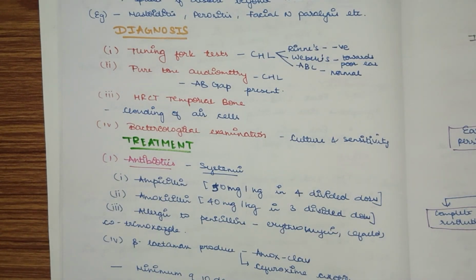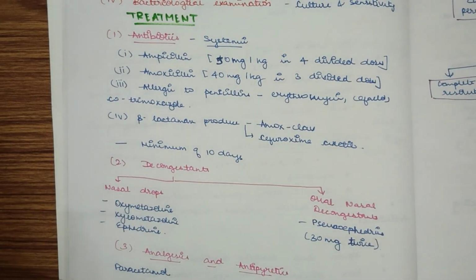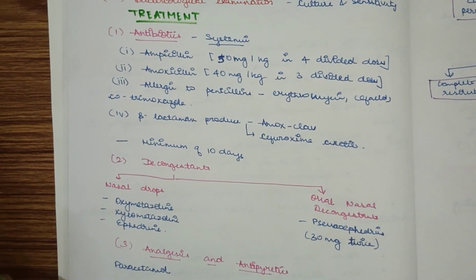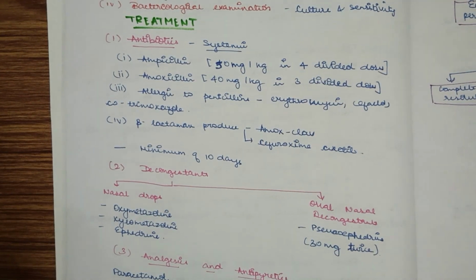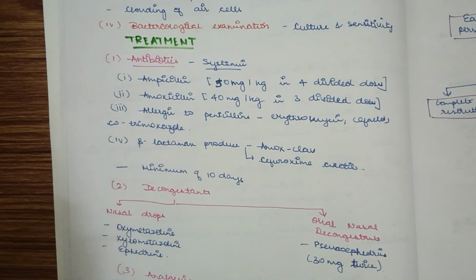On bacteriological examination, culture and sensitivity is done for appropriate antibiotic usage for treatment. Now we'll look at the treatment of acute suppurative otitis media. So initially antibiotics are given, which will be systemic in nature. So ampicillin 50 mg per kg in 4 divided doses or amoxicillin 40 mg per kg in 3 divided doses may be given. So amoxicillin is more commonly used than ampicillin.